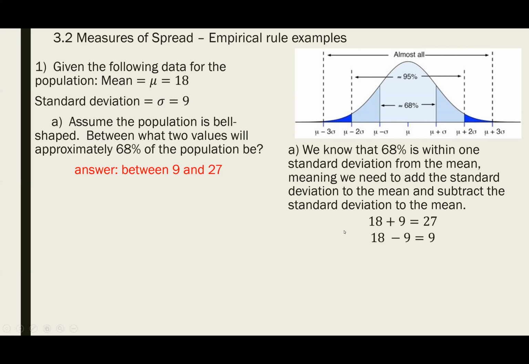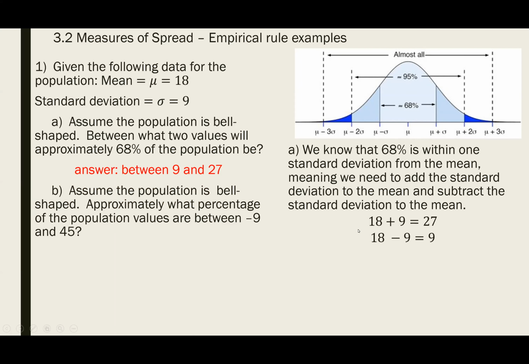The other question they ask you is, instead of finding the actual unit, they say, what if I have the units and I want you to tell me how much percentage of my data is contained between these two units? So they ask you this: assume that the population is a bell-shaped curve. And again, a bell-shaped curve tells you it's symmetric, so you can use the empirical rule. That's like a green light for you to use the empirical rule. Approximately what percentage of the population values are between -9 and 45?